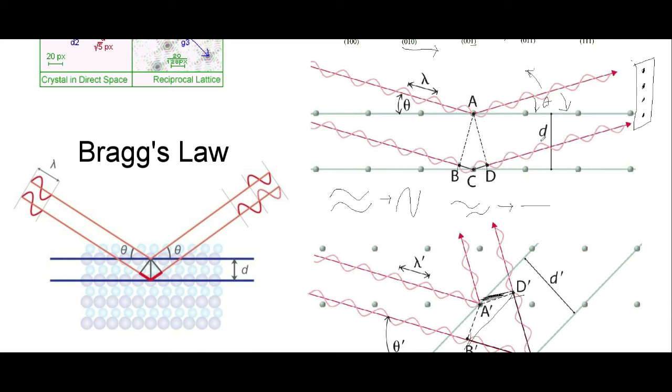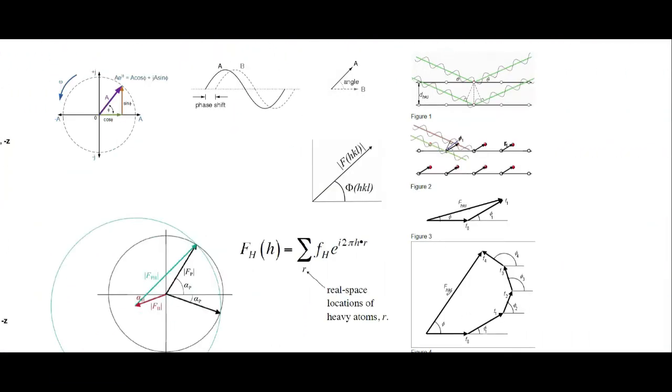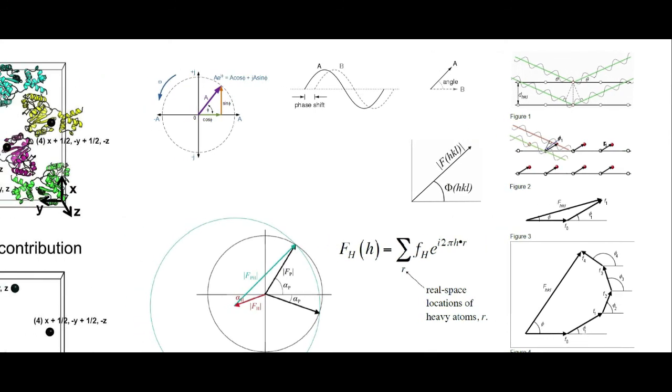So the peaks here tell us something about the planes here, but we see that even though these are in phase, this has gone one extra phase or one extra wavelength. And so what that does is it obscures the actual phase information of our structure factors.